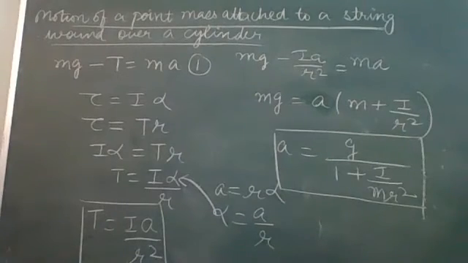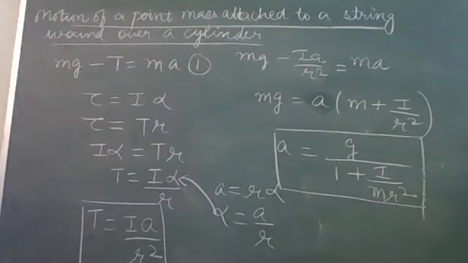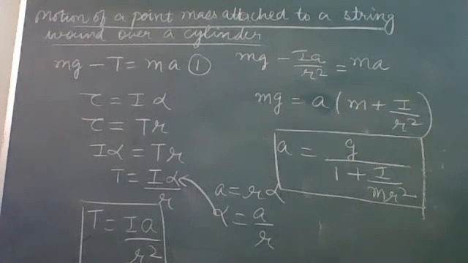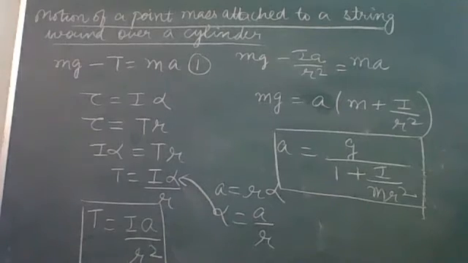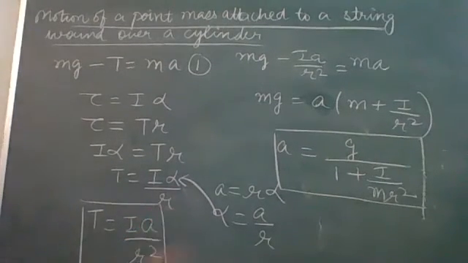So this is the acceleration of that point mass, which is moving because of the unwinding of the thread. So this is the motion of a point mass attached to a string wound over a cylinder. So learn this formula: a is equal to g over 1 plus I over mr square. Got it? Now the last article of this unit is also somewhat similar, just a different kind of equation we have to form. Otherwise it is almost similar. If this is clear to you, first of all, tell me.